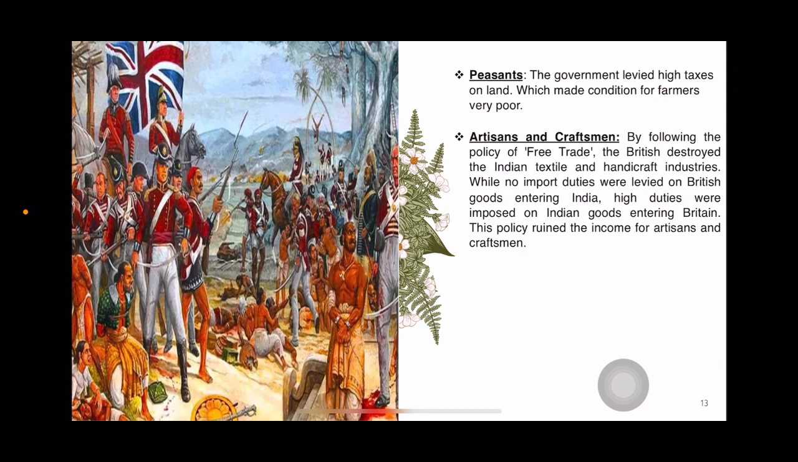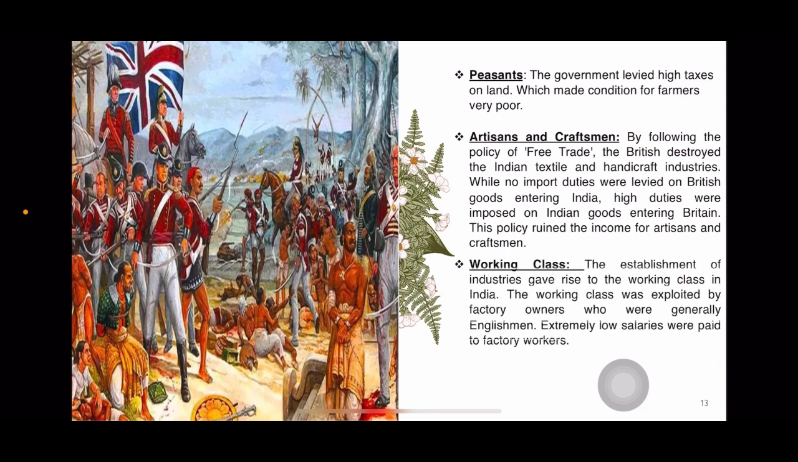Artisans and craftsmen. By following the policy of free trade, the British destroyed the Indian textile and handicraft industry. While no import duties were levied on British goods entering India, high duties were imposed on Indian goods entering Britain. This policy ruined the income of artisans and craftsmen in India and made them totally unemployed.